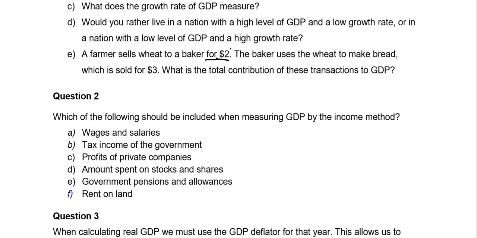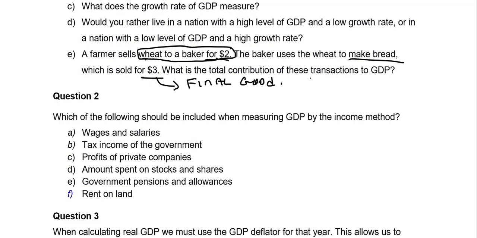Alright, so this $2 transaction is actually not recorded in GDP, or is not contributing to GDP, because wheat is an intermediate good. It's not the final good yet. However, once the baker makes the bread and sells it for $3, that's the contribution to GDP. That's counted. This is the final good. And remember, by definition, GDP is the sum of the value of final goods rather than the intermediate goods. Right, that's the answer.